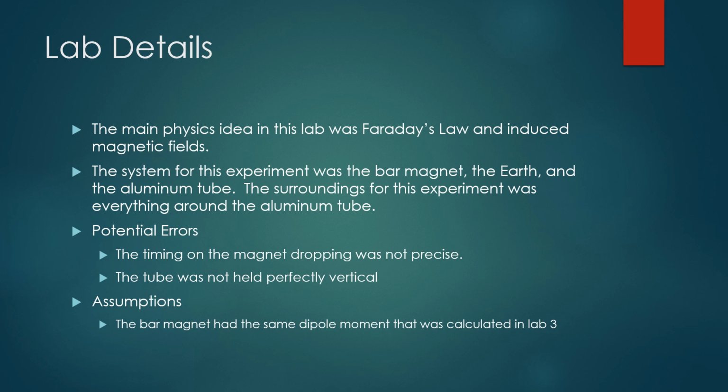Some potential errors were that the timing on the magnet dropping was not precise and the tube was not held perfectly vertical. Some assumptions were that the bar magnet had the same dipole moment that was calculated in Lab 3.